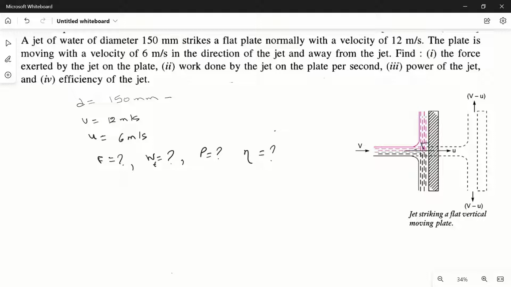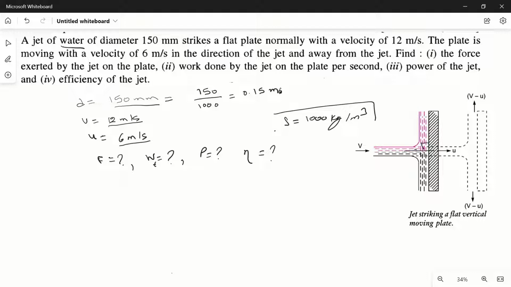So we can see that these velocities are given in meter per second, but the diameter is in mm. So we also have to convert the diameter into meter. It will be 150 divided by 1000, which will be equal to, sorry, 0.15 meter. This is the diameter, and this fluid is given as water. So the density of water, rho, we know, is 1000 kg per meter cube. So we have to remember this value.